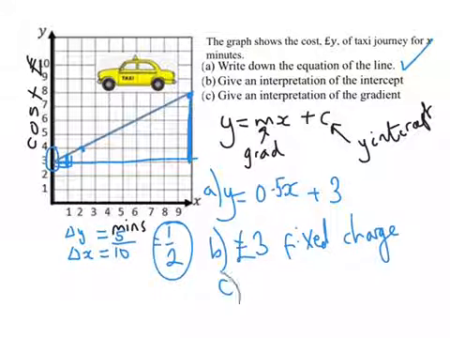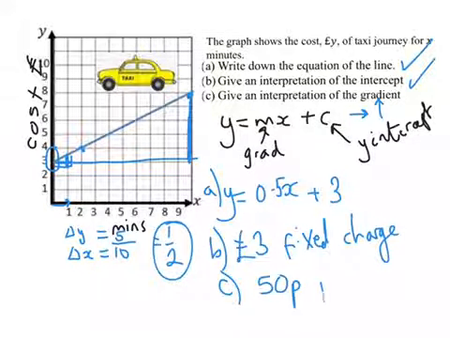Okay, and what about the gradient? Well, the gradient, remember, is every time I go across 1, how many go up? Well, if I go across 1 minute, how much is it costing me? 0.5. 0.5 pounds, 50p. So it cost me 50p per minute in my taxi. Okay.